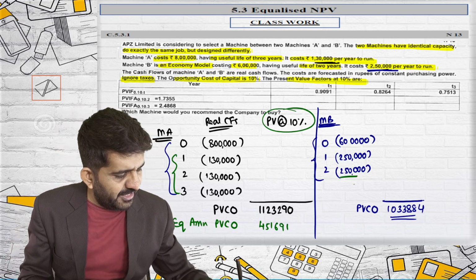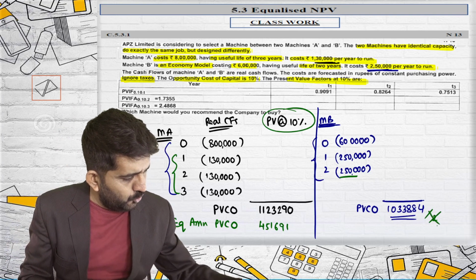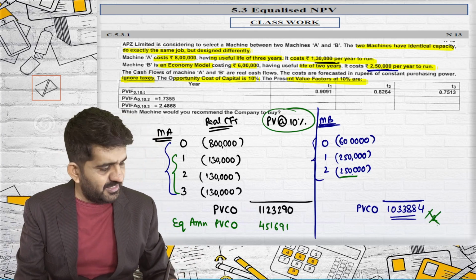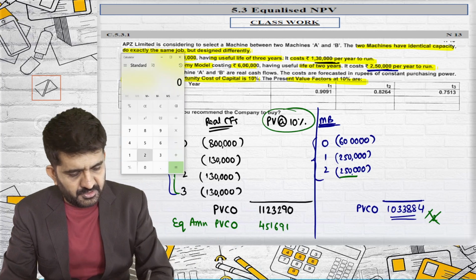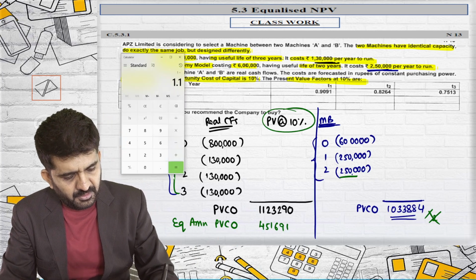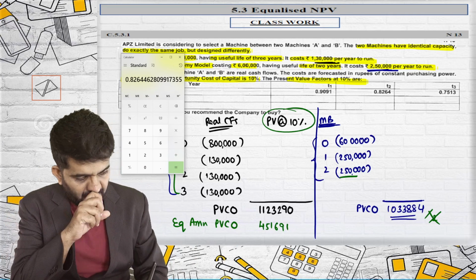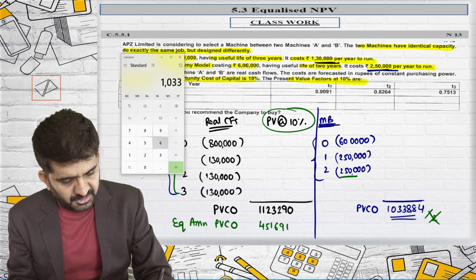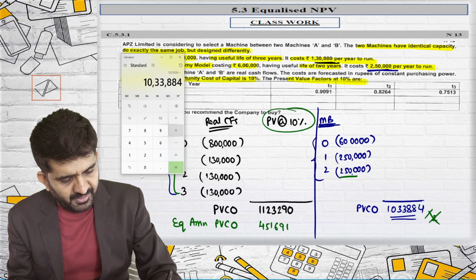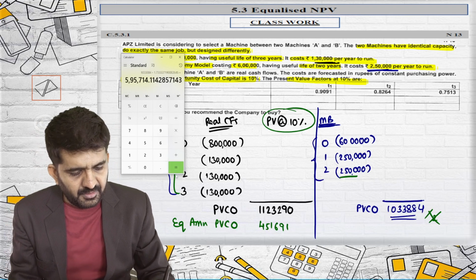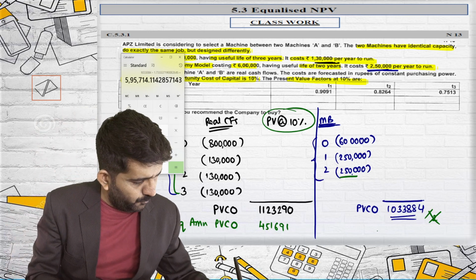This will be divided by 2? Yes or no? No. It will be divided by the present value annuity factor of 2 years. 1 divided by 1.1, M plus, M plus. So that factor is in my MRC. 10,33,884 divided by MRC is 595,714.